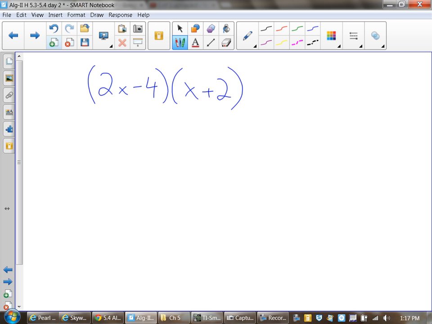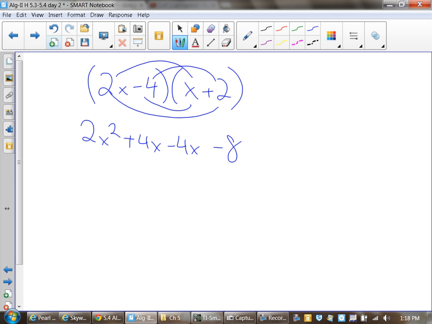What do you do? Distribute. When it's binomial times binomial, what do you do? FOIL. So you would FOIL: 2x squared plus 4x minus 4x, first, outside, inside, last, minus 8. Combine your like terms, you get 2x squared minus 8. What do you think changes when i is involved? Nothing. Absolutely nothing.